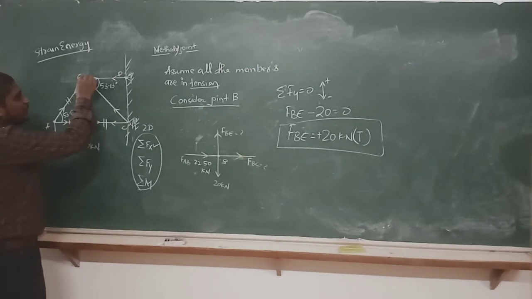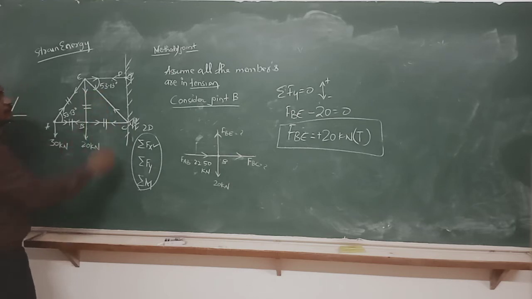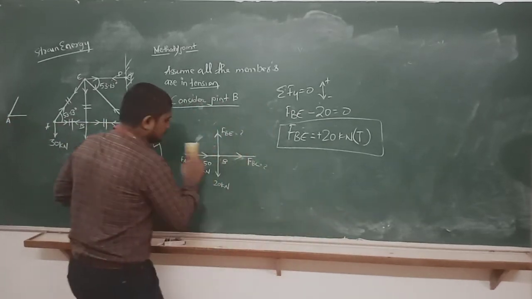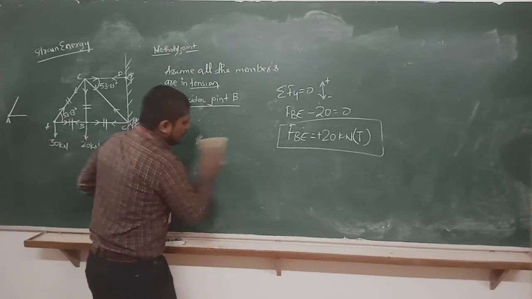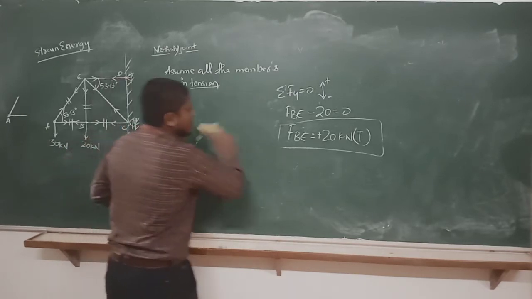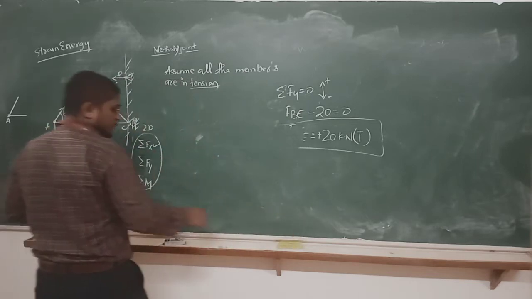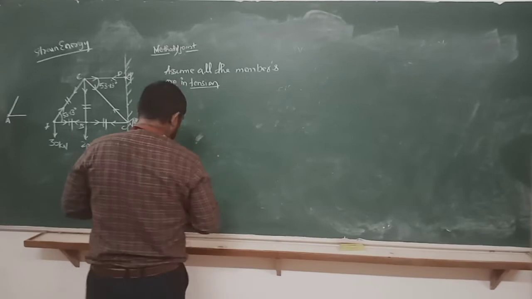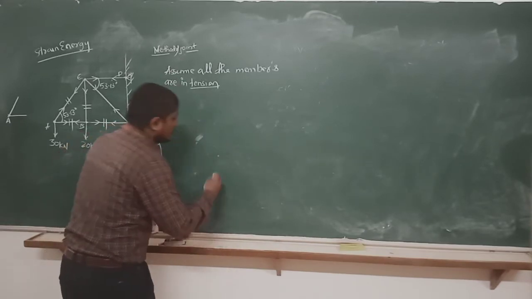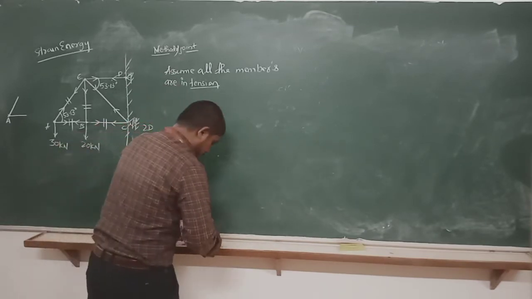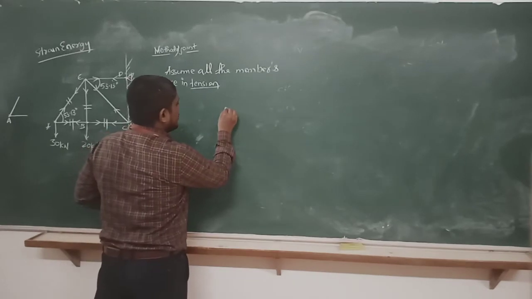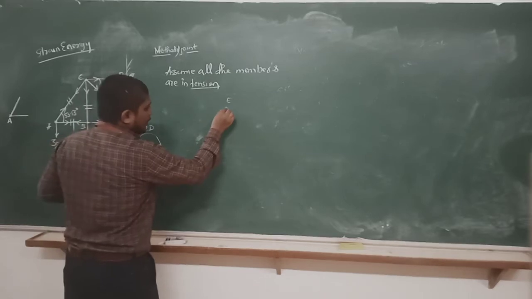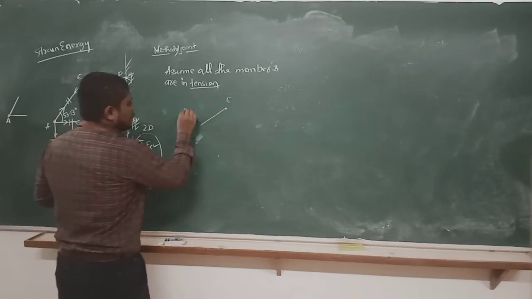If you consider joint E, ED as well as EC, both you can easily find by taking only one joint. So I'll take joint E. I will consider this point E. E is connected with A, I'll draw this.